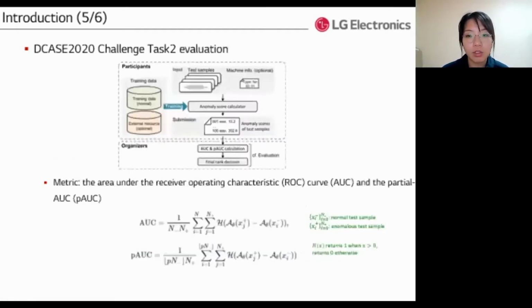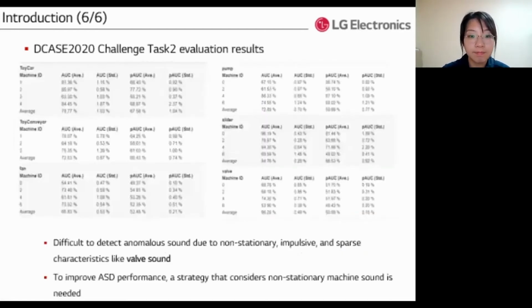The evaluation metrics of Task 2 are AUC and partial AUC, which increase when anomaly scores decrease. The baseline evaluation results are as follows.